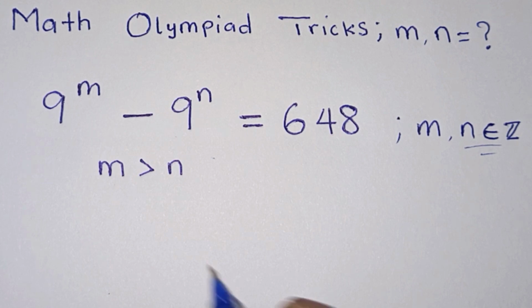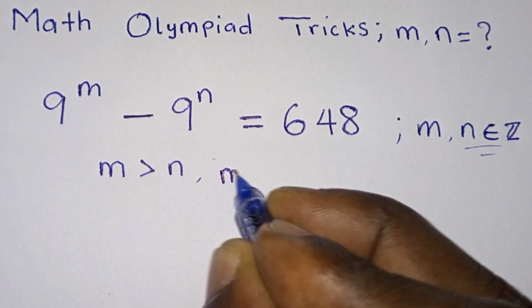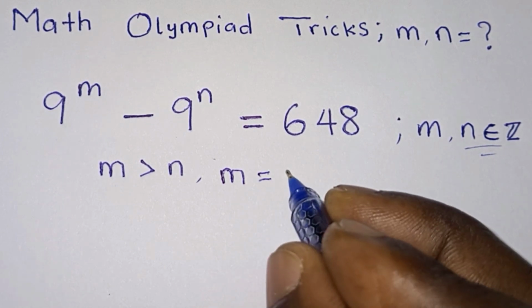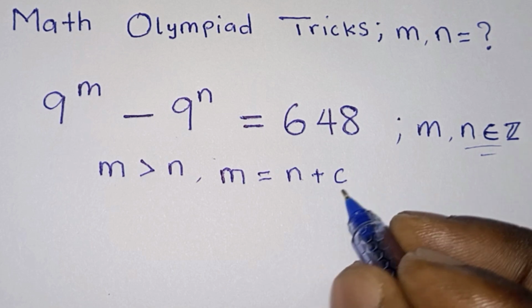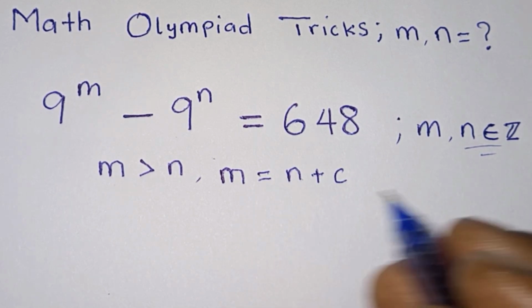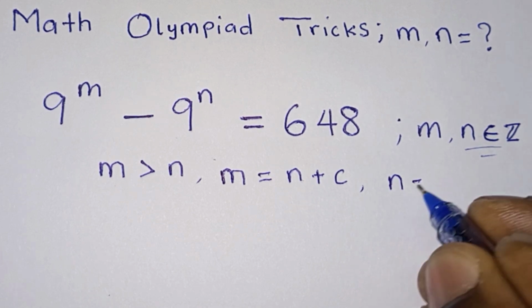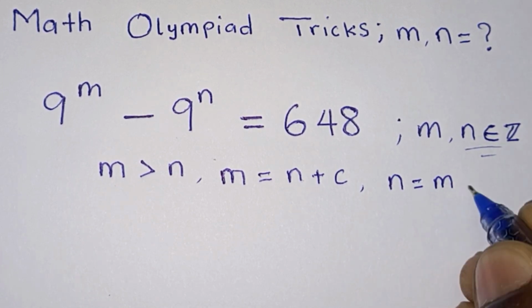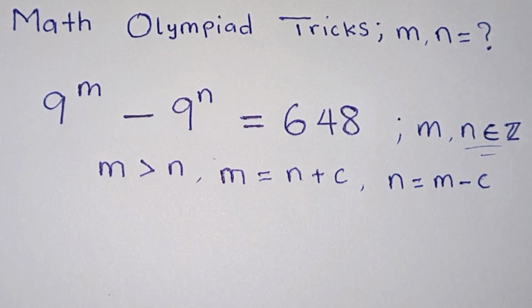But the question is, how can we make m equal to n? m will be equal to n when we add a certain constant, let's say c, to n. Or we can also say that n is equal to m when we subtract a certain constant from m. So in either way, it's going to work for us.